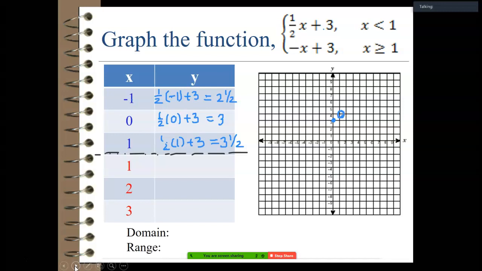And again, my slope is a positive 1/2. So I could go down 1 and over 2 to get myself a couple other points. And I draw in the line. That line represents all x values less than 1 that make the equation 1/2 x plus 3 true. At 1, that line stops. It gets infinitely close to 1, but does not exist at 1.